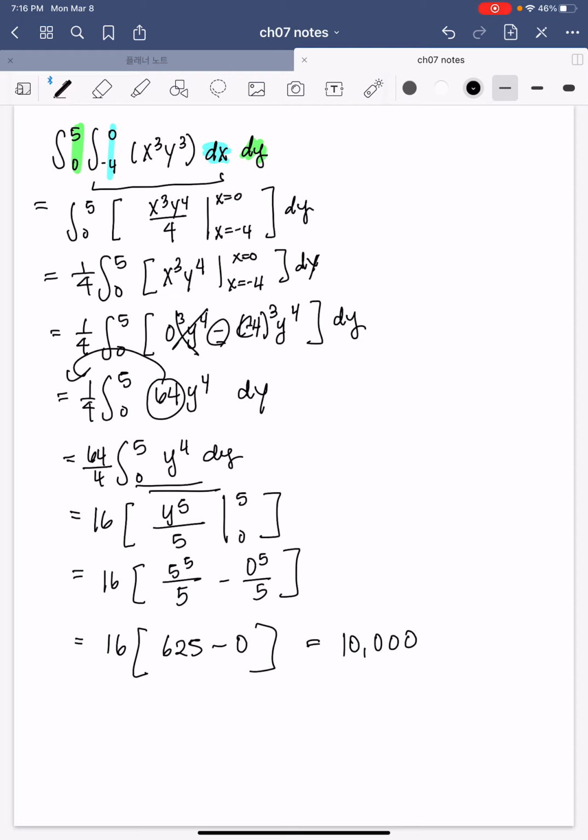Let's see. Should have a negative. Looks like I made a mistake. Oops, I totally screwed up. I see where I made a mistake. This is why we want to keep track.